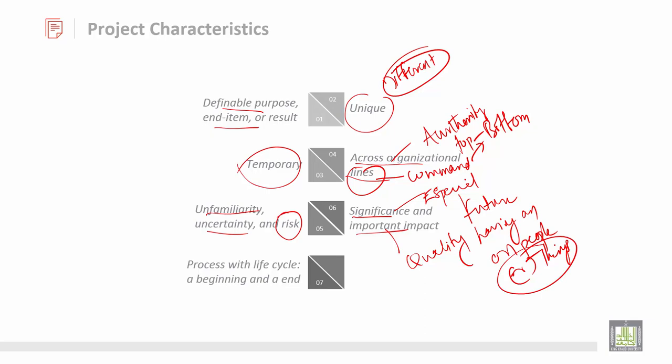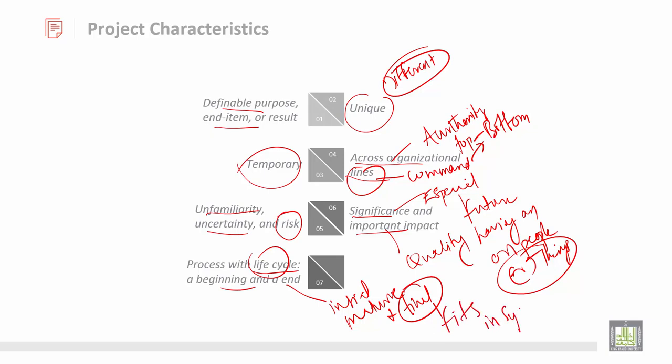Then in the last, we have the process with life cycle. What is a life cycle? It is a manner of looking at the process, like initial, mature, and final stages. It shows how the project fits into the system, as well as how the process changes as it gets mature. This is how it continues.